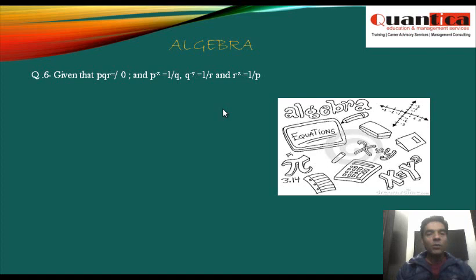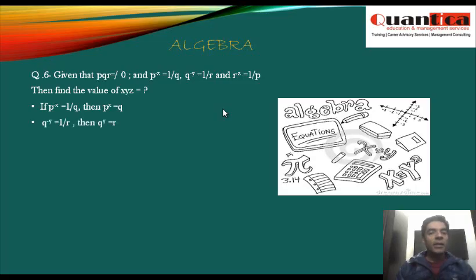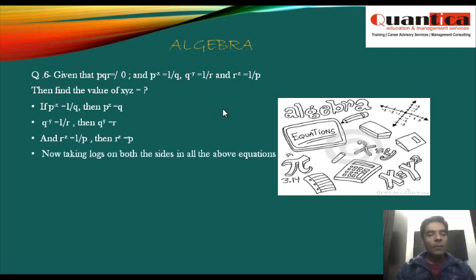Now if p to the power minus x is equal to 1 by q, that means, if we solve this, this is a question on surds, the value of p to the power x will come out to be equal to q. Similarly, q to the power y will be equal to r and r to the power z will be equal to p. So these are the three equations that we have got. Now if we take logs on both the sides in the above three equations, we will get x log p is equal to log q, y log q is equal to log r, and z log r is equal to log p.